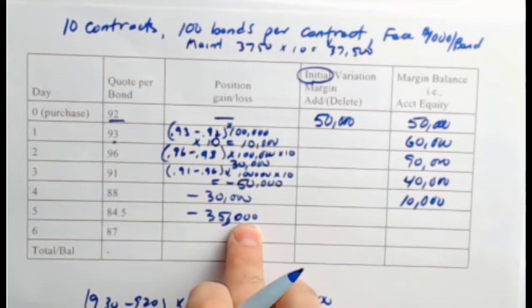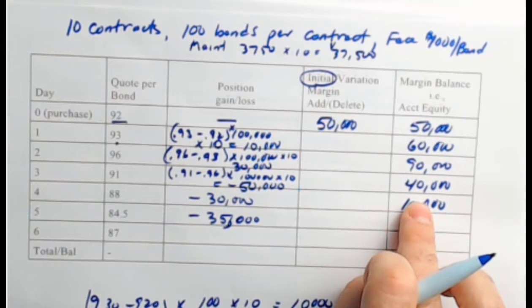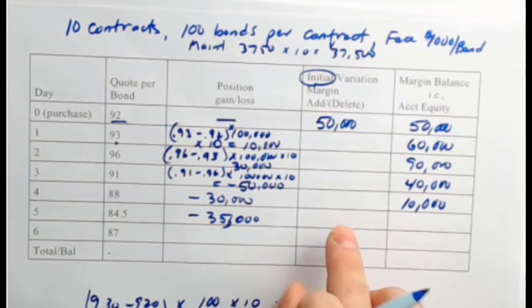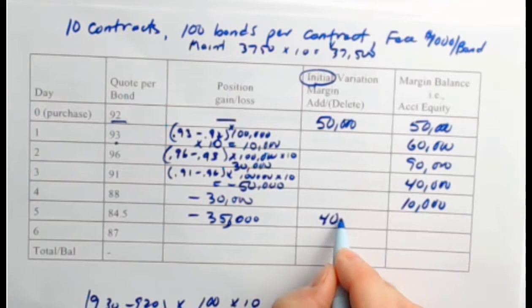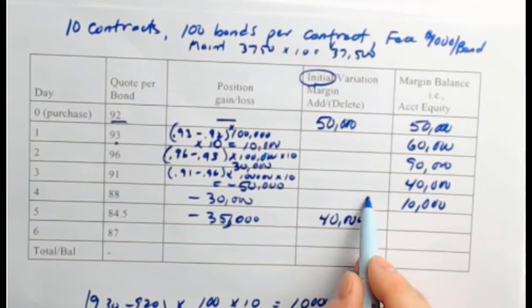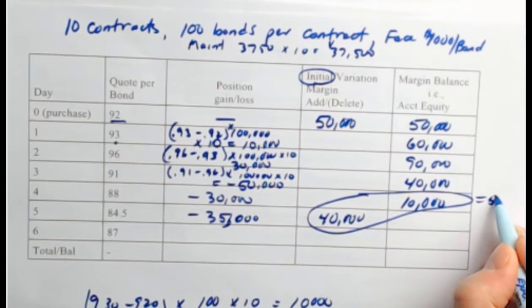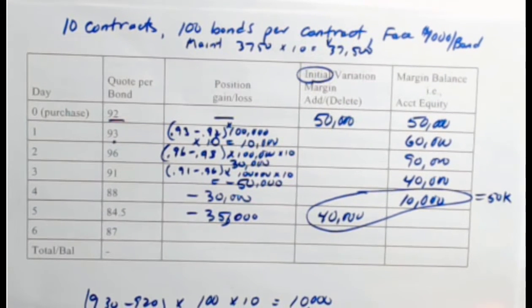And so now what we need to do is get this up to $50,000. Okay? So we need to post $40,000. And notice, this adds up to $50,000. See, that's $50K. That's good. So why did I bring the account balance up to $50,000? Because once you hit the maintenance amount, which is $37,500, it triggers a house call.